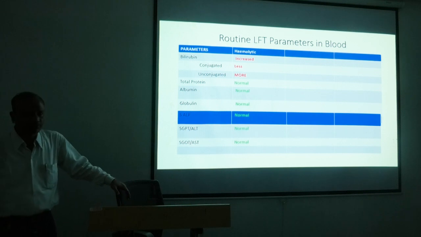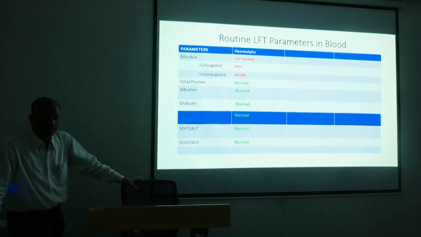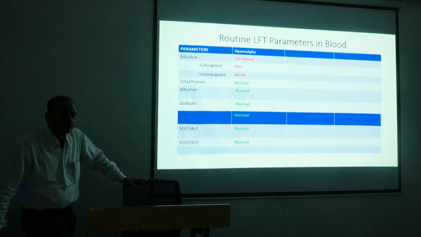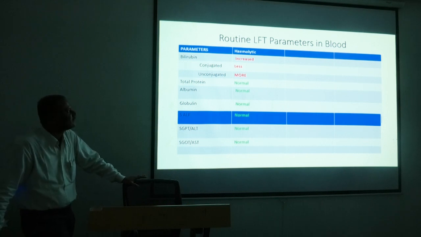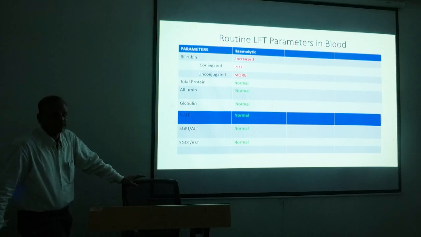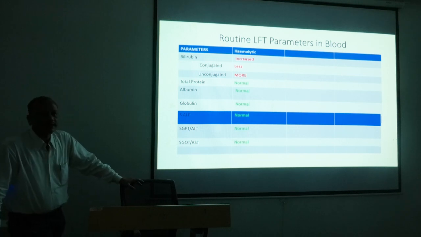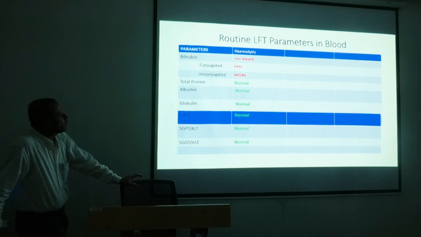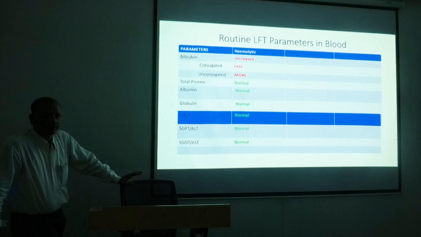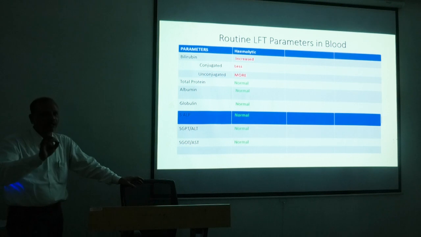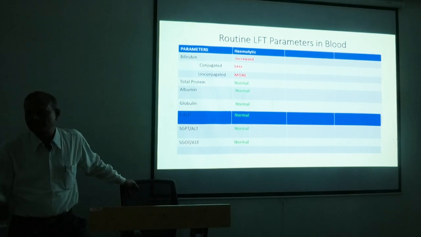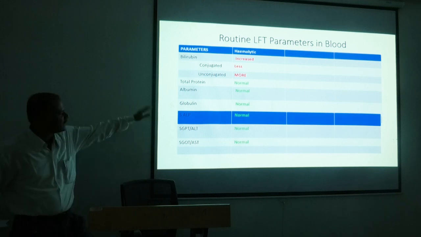So in a lab report, you will find hyperbilirubinemia that is predominantly unconjugated. The unconjugated form is also called indirect, and the conjugated form is also called direct. In the clinical books, you will read that predominant unconjugated hyperbilirubinemia is characteristic of hemolytic anemia. And all other liver function tests will be normal.